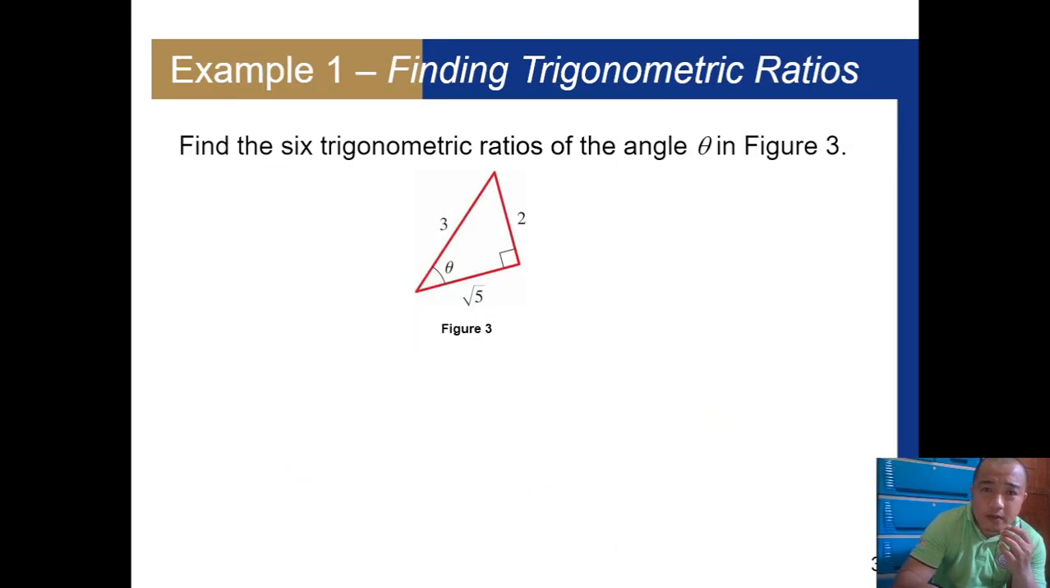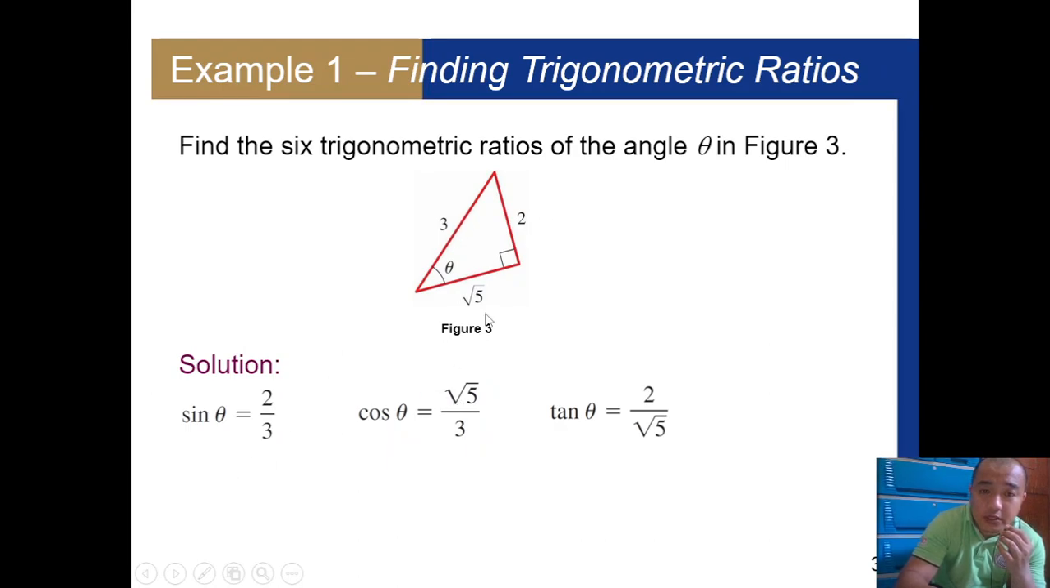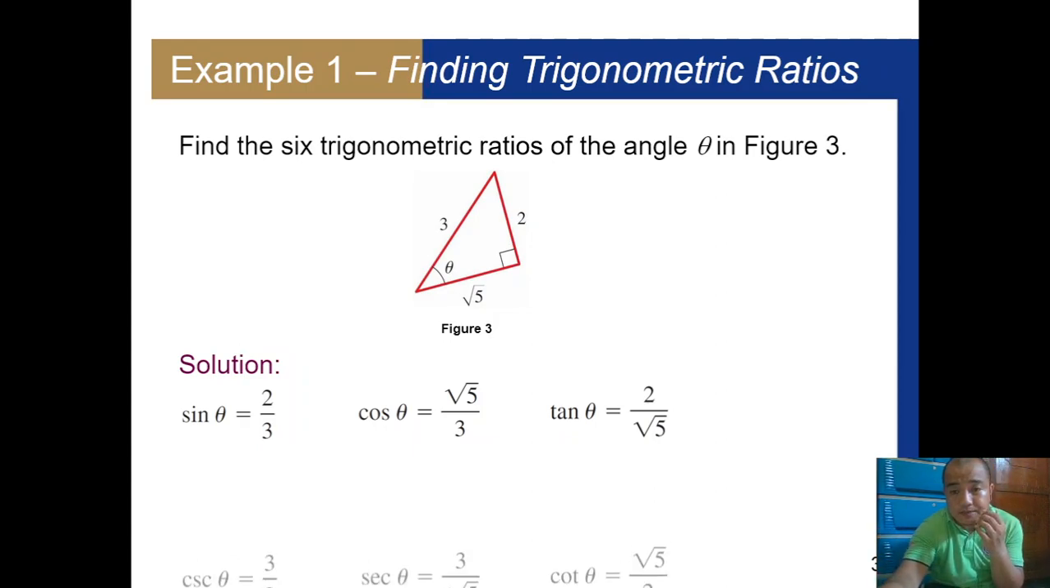Example 1, finding the trigonometric ratios. Find the 6 trigonometric ratios of the angle theta in figure 1. So the sides are 2, square root of 5, and 3. Opposite side is 2, adjacent side is square root of 5, hypotenuse is 3. So sine theta is opposite over hypotenuse, so 2/3. Cosine theta, adjacent side over hypotenuse, square root of 5 over 3. Tangent theta, opposite over adjacent sides, 2 over square root of 5, or 2 square root of 5 over 5 if you rationalize.